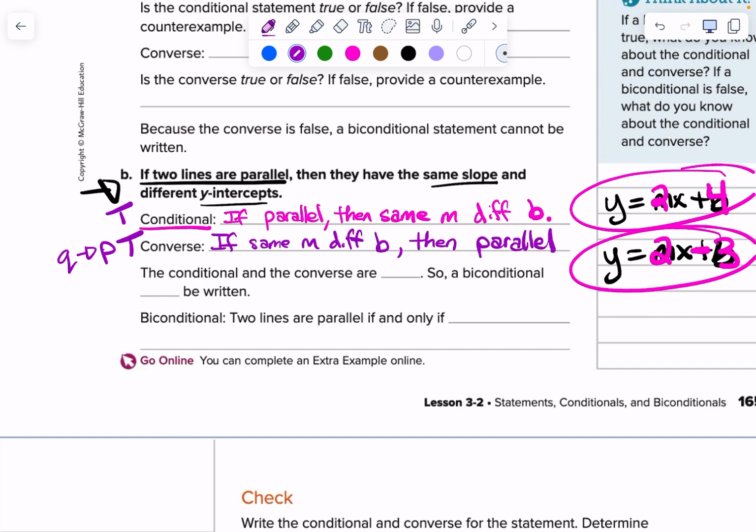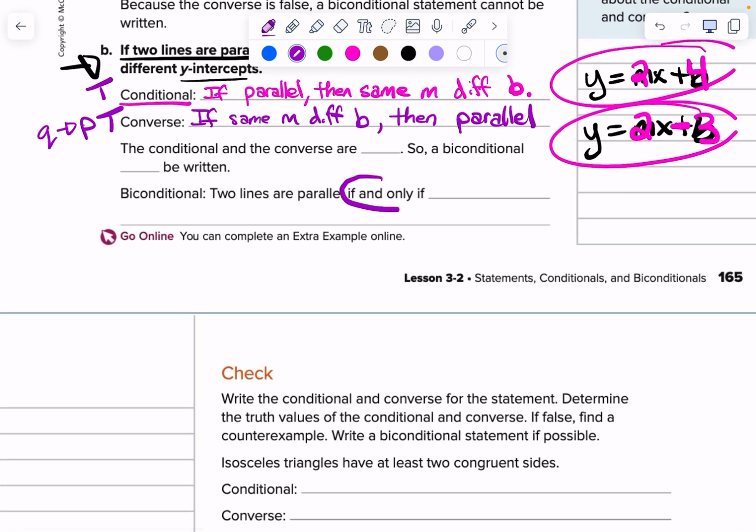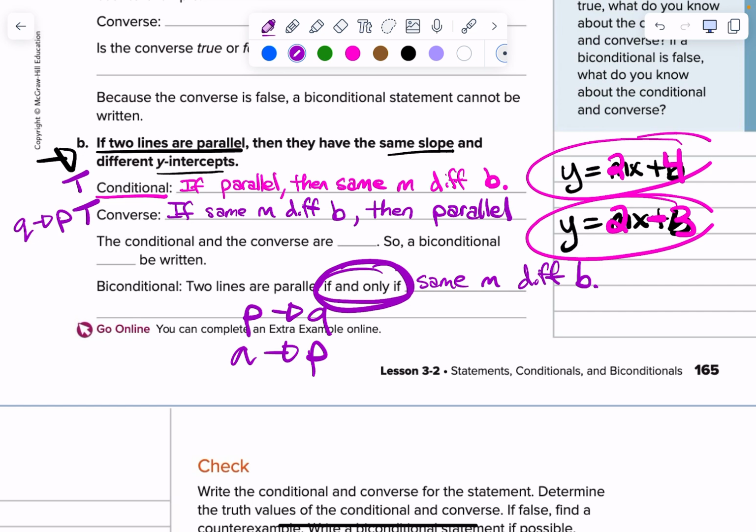Okay? So, the way that we write this as a biconditional says, the two lines are parallel if and only if same M, different B. Does that make sense? Rather than saying, if this happens, then this happens, we say, they are parallel if and only if. This is the part that you insert in the middle of the two statements, right? Two lines are parallel if and only if they have the same M and different B. If and only if means P then Q is true and Q then P is true. Make sense? Okay, so the conditional and the converse are true, so the biconditional can be written.